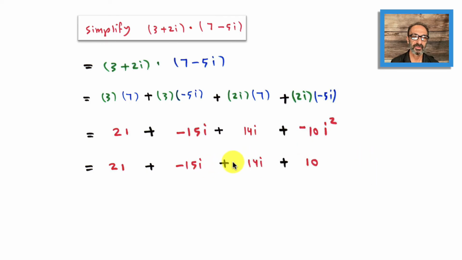Combine like terms. I have real parts 21 and 10, which is 31. Negative 15i plus 14i is negative 1i. And that should do it for this problem.